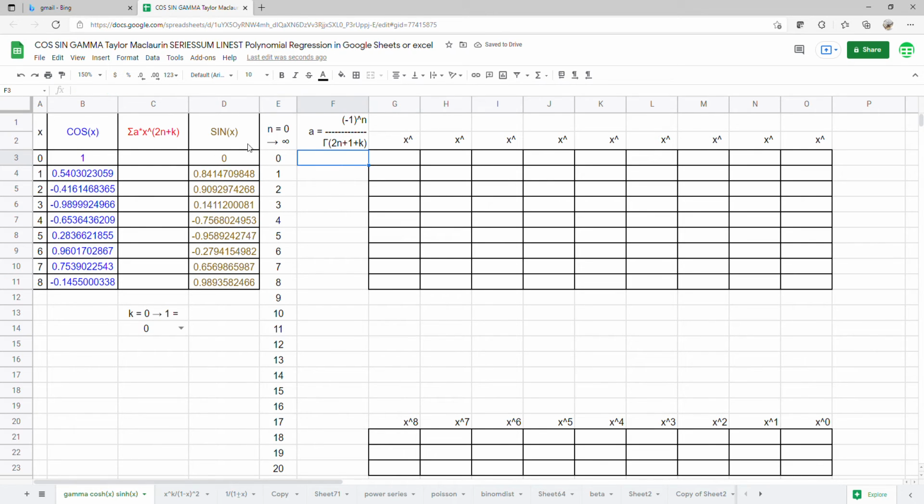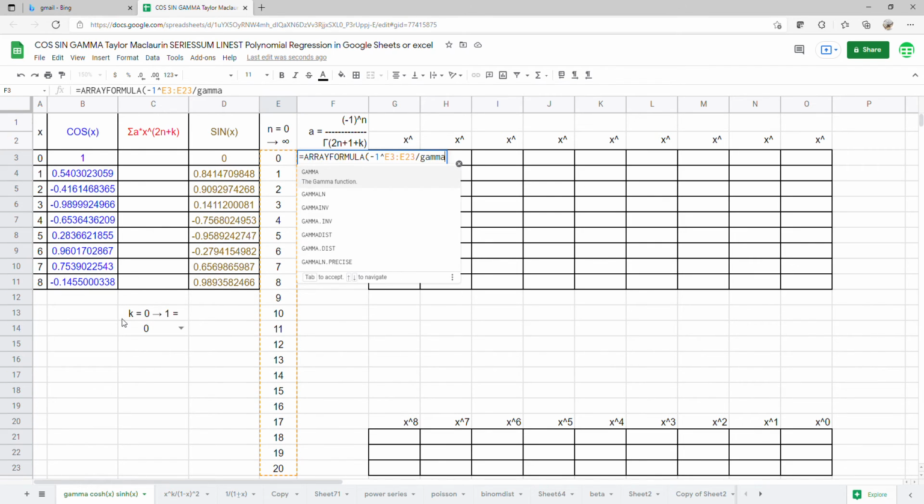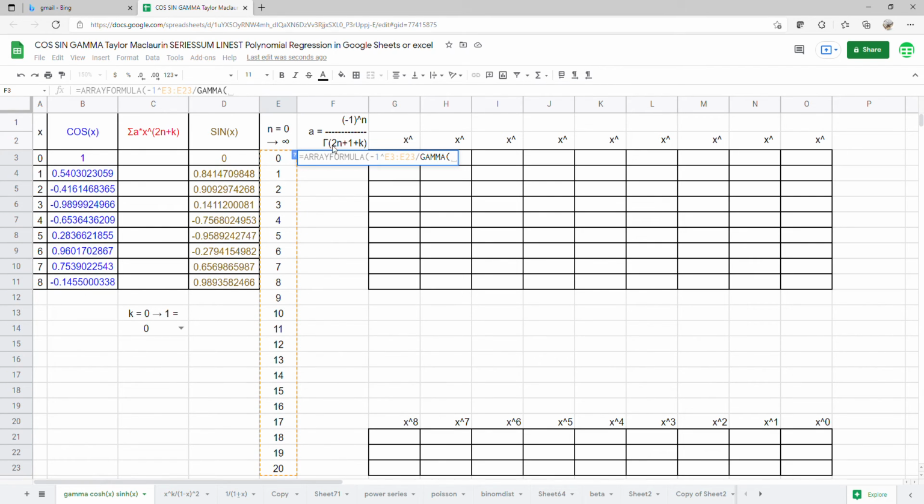And the coefficient, the expansion coefficient, which is equal to RA formula, minus 1 raised to the power n divided by gamma 2n plus k, 2n plus 1, so 2 times n plus 1 plus k. These are k values.